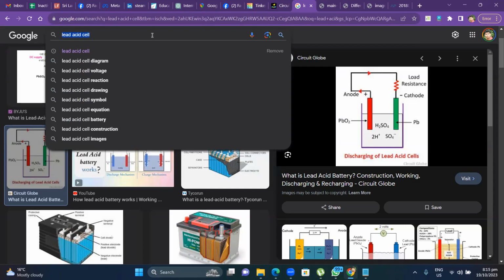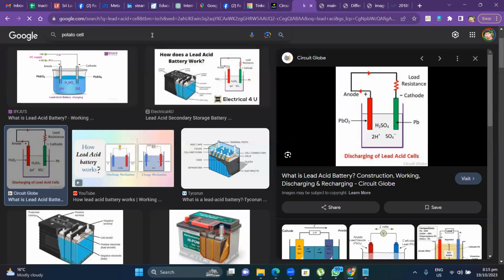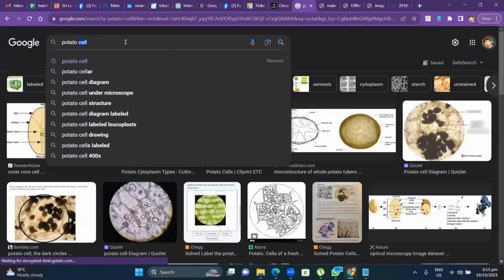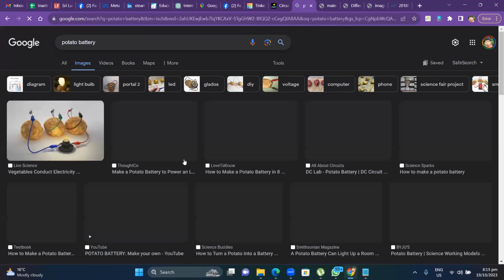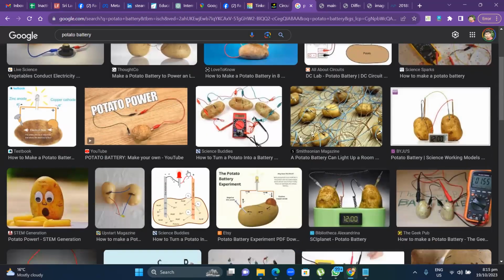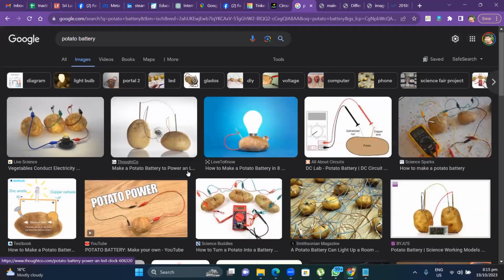And there are potato batteries. Have you seen a potato cell? No, sir. Yeah, this is a potato cell, this potato battery cell. Very small current can be generated using that also. And the lemon battery is also similar to this. The potato battery also looks like the lemon.